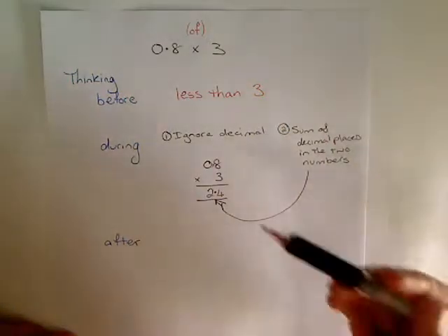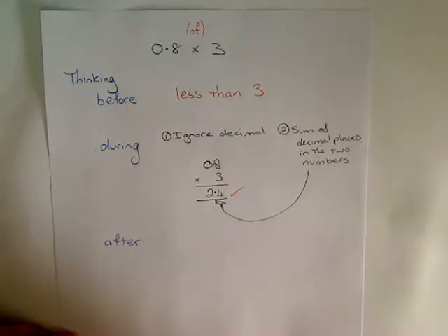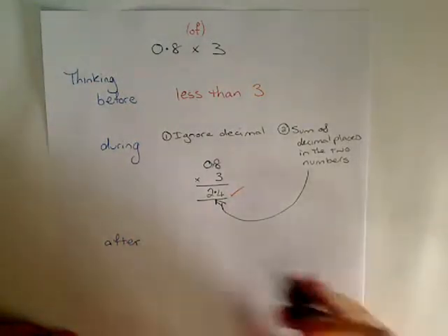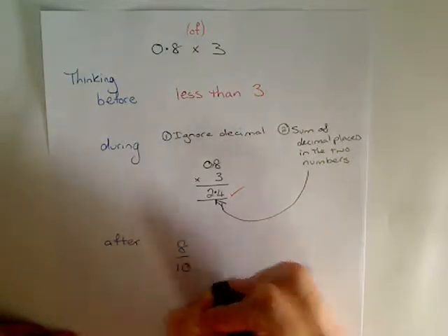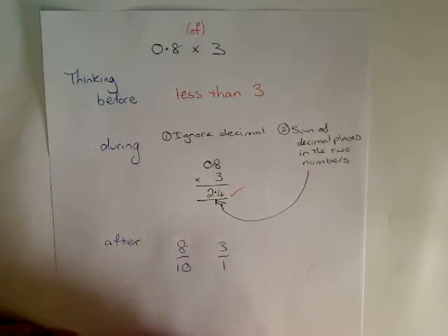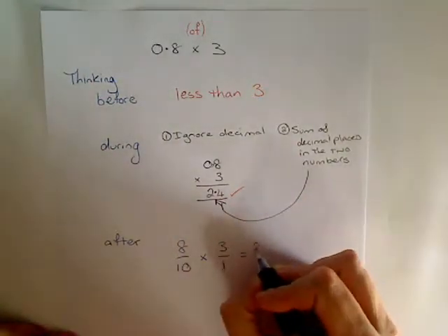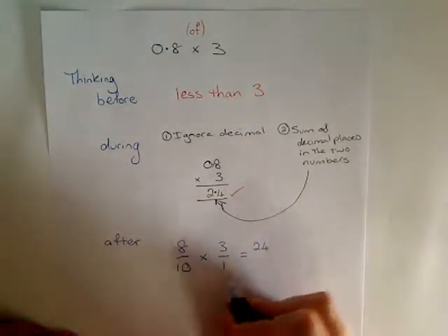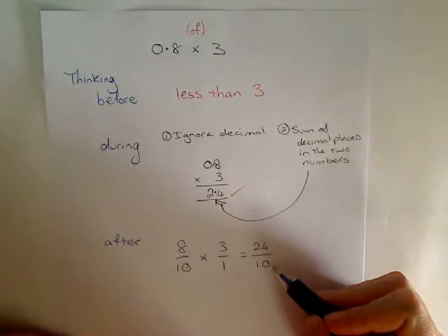Let's check it afterwards. Is my answer less than 3? Yes, it is. That's looking good. And if I want to be extra sure, I can think of 0.8 as 8/10. I can think of 3 as a fraction over 1, 3 wholes. And if I was to multiply those together, I would get 24 in the numerator, 10 in the denominator. I have 24/10.